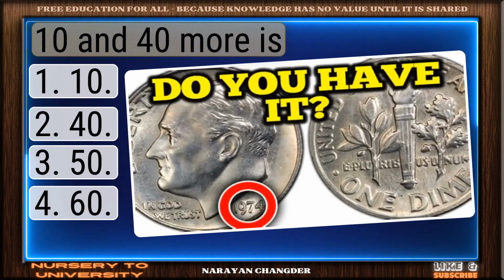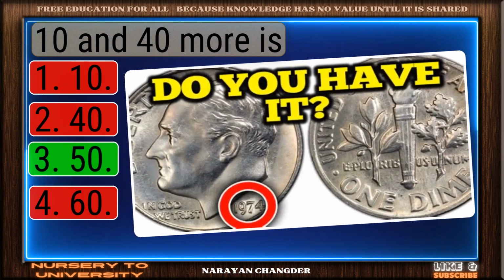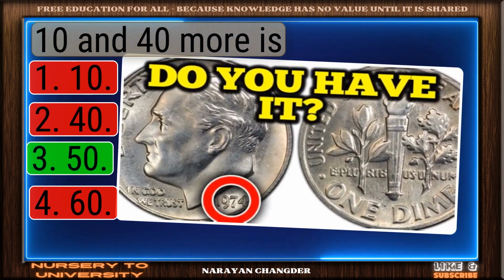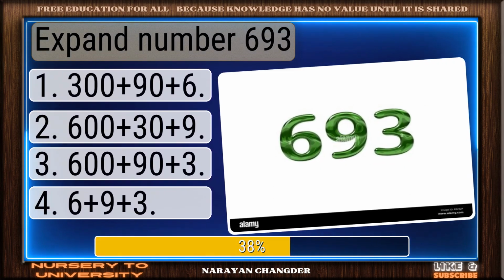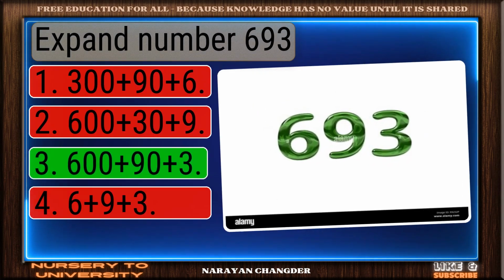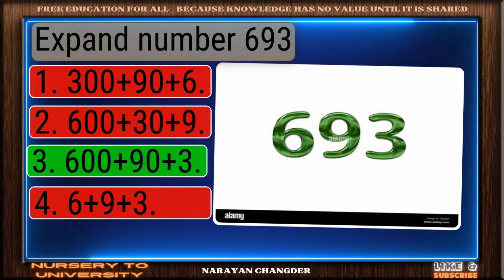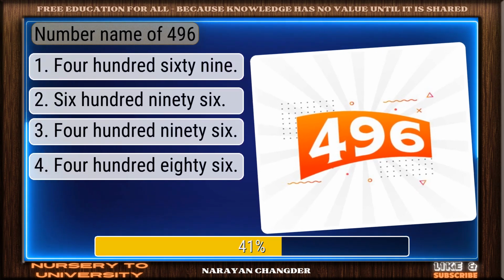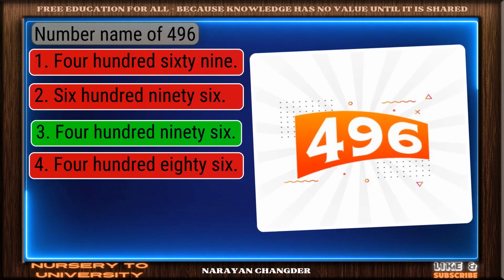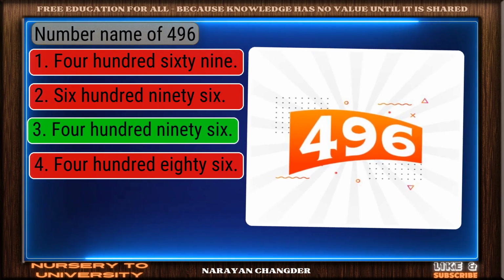10 and 40 more is? Great job. 50 is the accurate answer. Expand number 693. Exactly. 600 plus 90 plus 3 makes sense, and it is the right choice. Number name of 496. Nicely done. 496 is a solid answer.